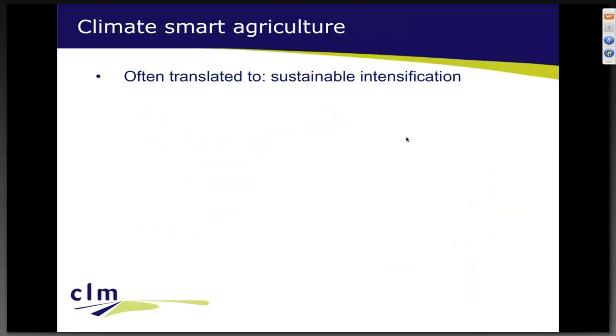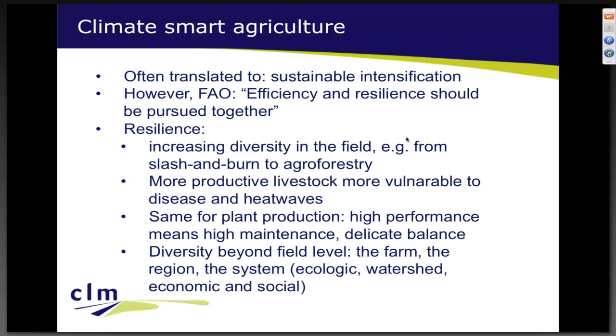And what I hear around, at least here in Europe, from governments, but also from companies, is that climate smart agriculture means intensify production, make it more efficient, produce more milk, more grain, more potatoes per hectare with lower emissions, and then we're doing climate smart things. And I was pleased to read in the guidebook of FAO that there's much more to that. Efficiency and resilience should be pursued together, because on the other side of the equation is resilience. It's increasing diversity in the field.